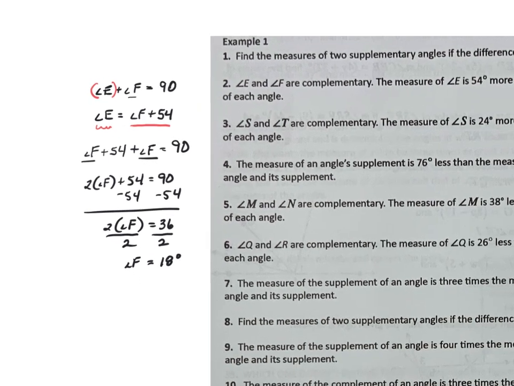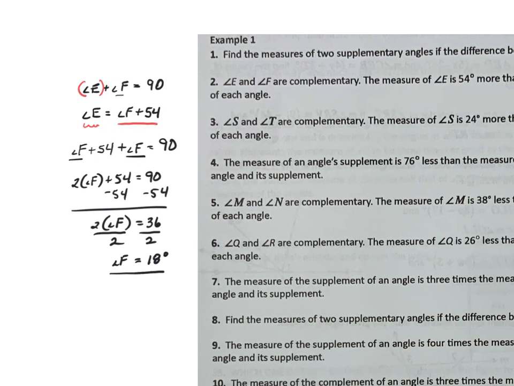And if I'm able to find angle F, well, I can go ahead and plug that value back into my original equation right here. So I know that angle E plus angle F, which we now know is 18, equals 90, and therefore subtract 18 from both sides, and we find out that angle E is therefore equal to 72 degrees. So there we go. Those are my answers. I got angle E is going to be 72 degrees and angle F is going to be 18 degrees. And that's how I could work that problem.